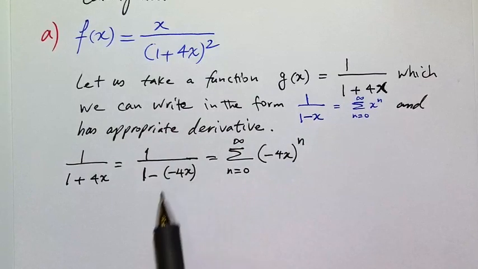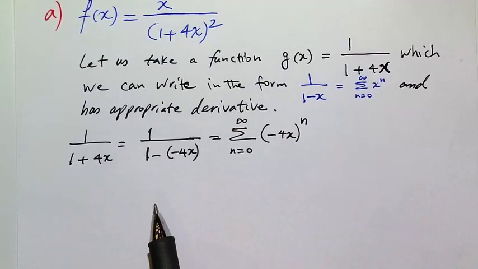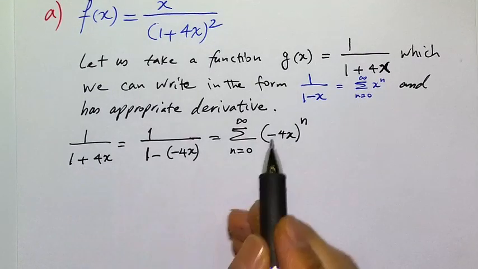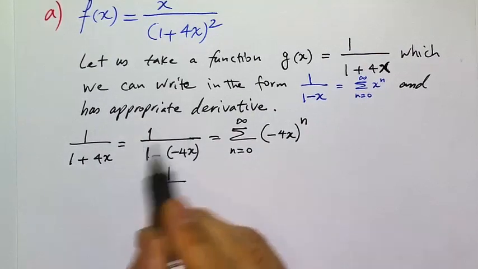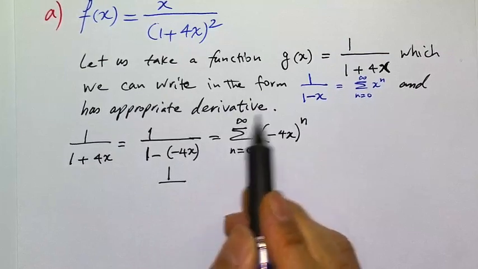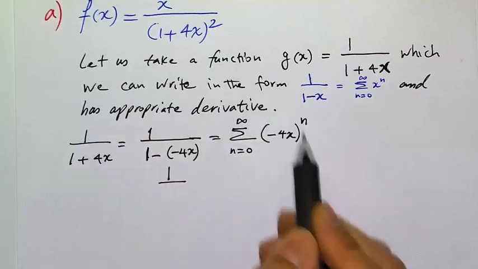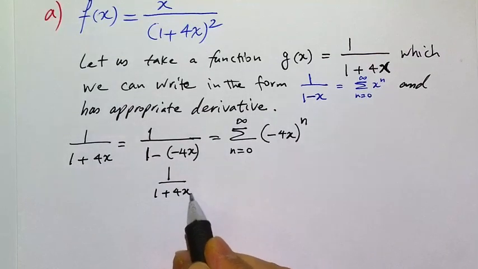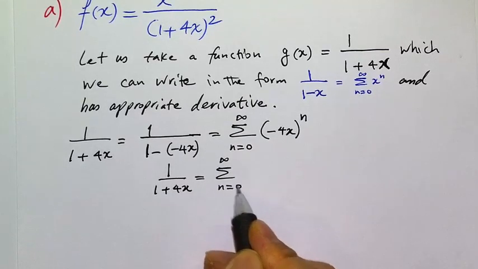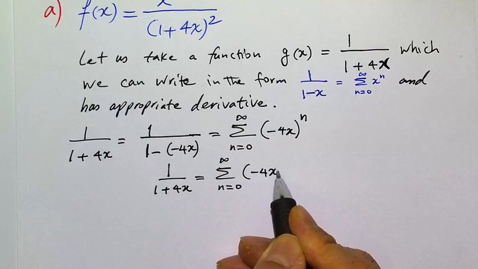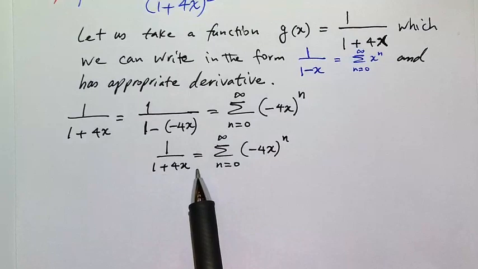So let's take the derivative of both sides. Since this represents that, this was useful just to show why this power series makes sense. But really, we're interested in this being equal to that. So I'm just going to rewrite it like this. Now let's take the derivative of both sides.